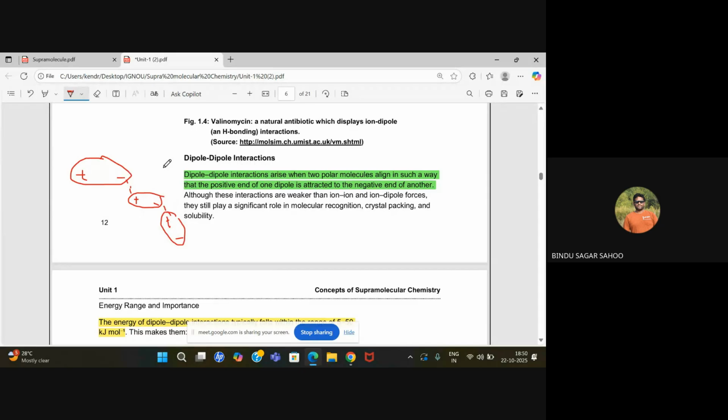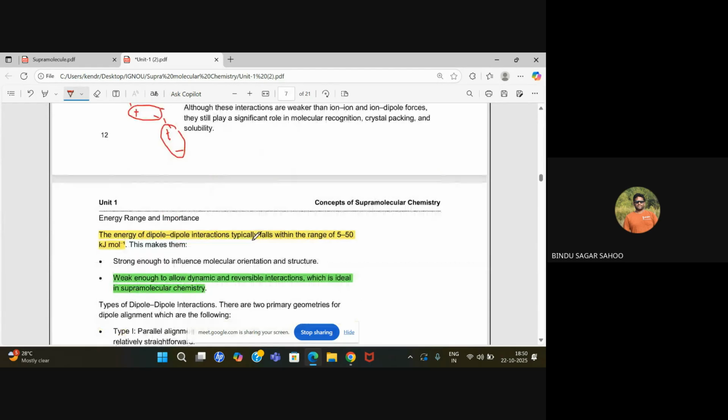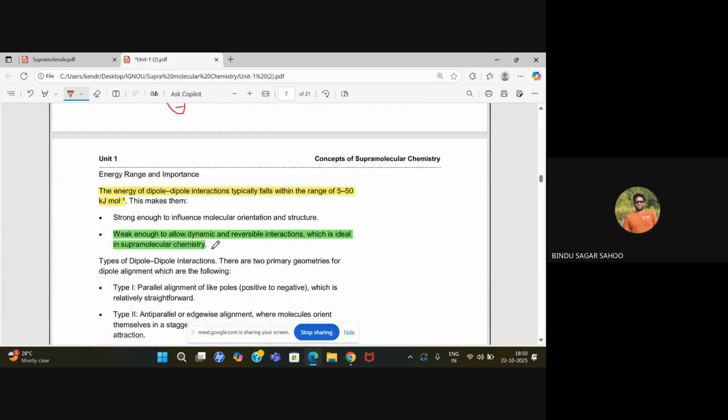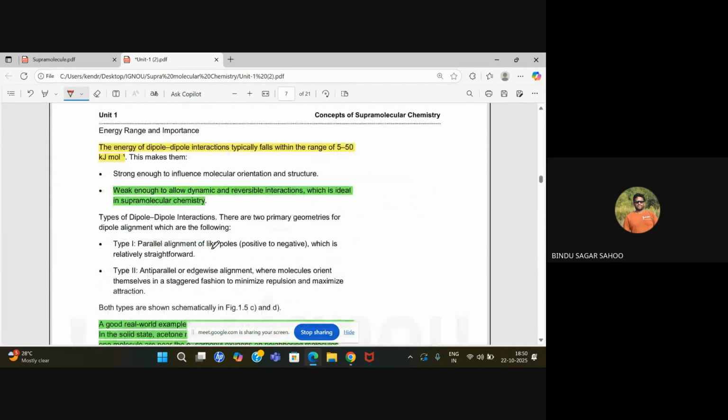And these dipole-dipole interactions are generally weaker than ion-ion or ion-dipole interactions. But they still have a significant role. It may be a weaker interaction, but considering the overall molecular strength, the dipole-dipole interaction definitely has some impact on molecular strength, crystal packing, and solubility of the compound. The exact range of this dipole-dipole interaction is between 5 to 50 kilojoules per mole. It is also reversible in nature. It is also dynamic in nature. Okay, so like that.